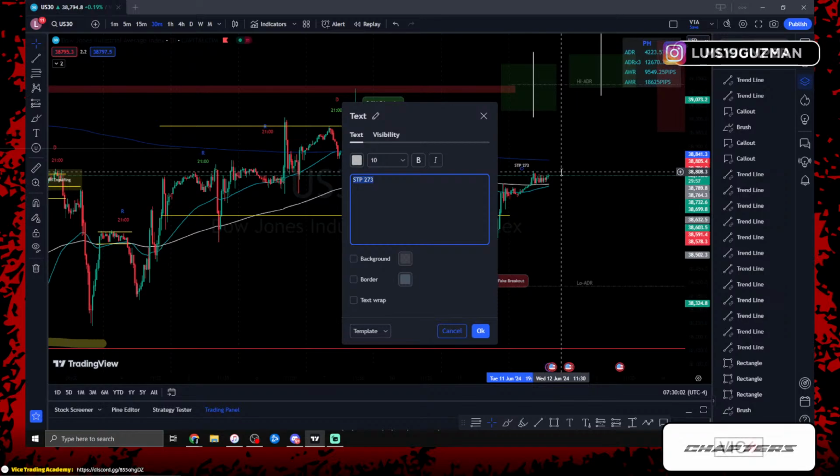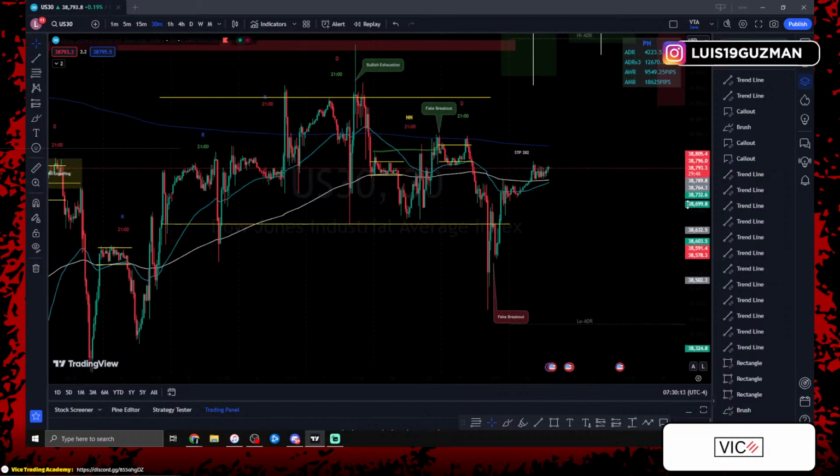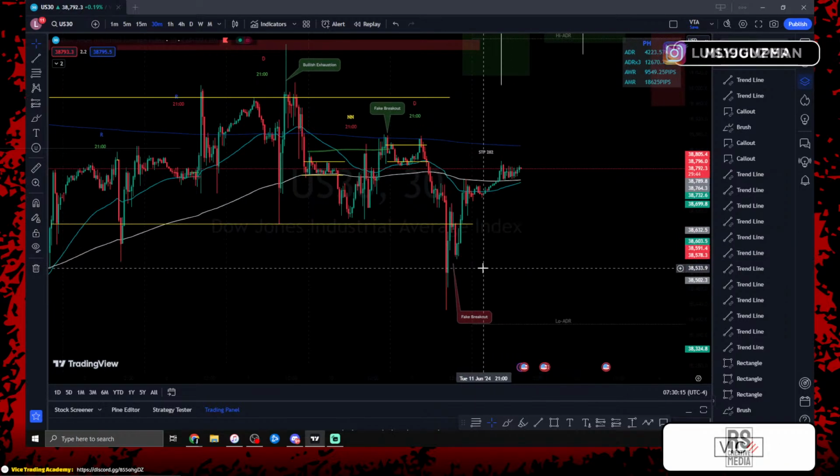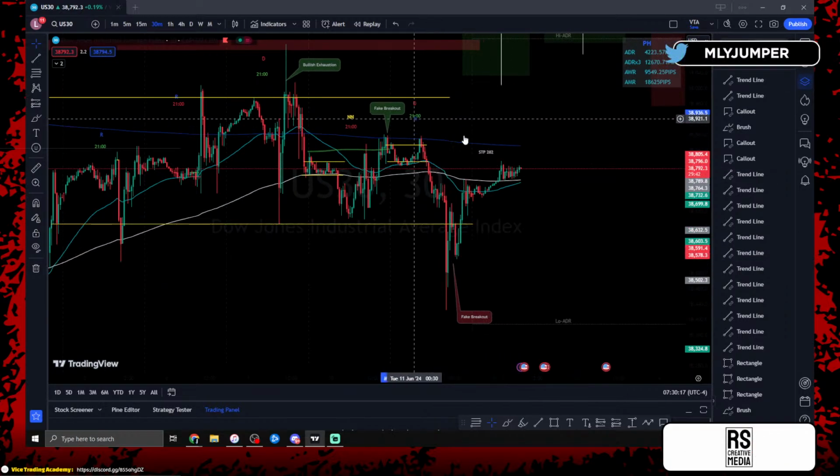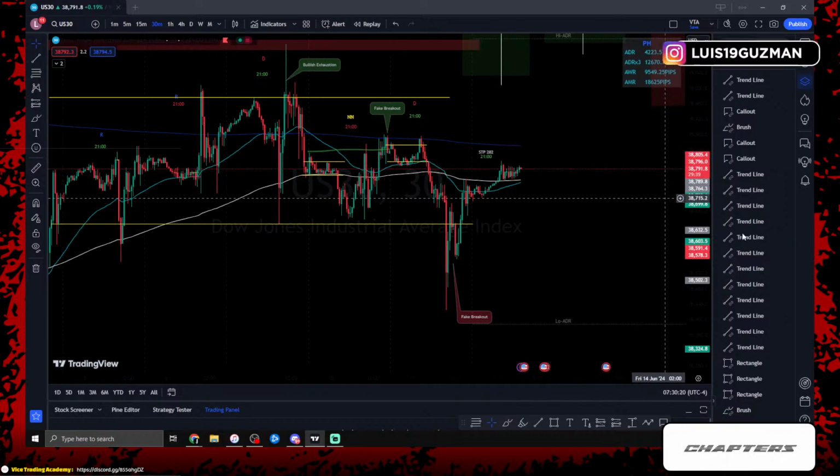STP2 ADR is 422. STP is 282. So right now we have to wait it out. Obviously this is going to be a pair that I'm still going to look at since it's a NYC pair. 4-hour candle.